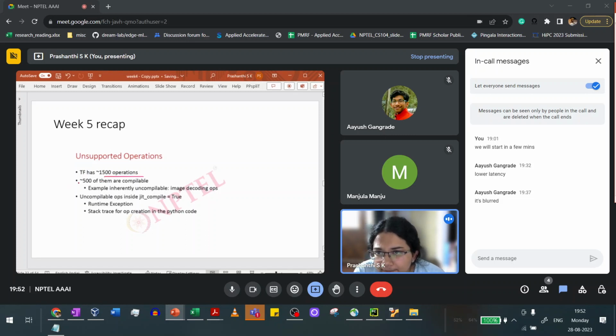This I think I already mentioned. Out of the 1500, 500 are compatible. Uncompilable, so in case you put uncompilable ones inside the jit_compile equal to true, you'll end up with a runtime exception, and you'll see the stack trace for that op creation.